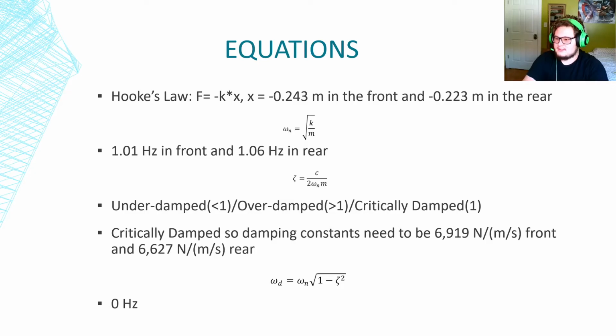So if we make this equation equal to 1, we can solve for the damping constants to be 6,919 newton-seconds per meter in the front and 6,627 newton-seconds per meter in the rear. Once we get that, we can solve for the damped natural frequency, which is just 0, which makes sense because the system is critically damped and it's not oscillating.